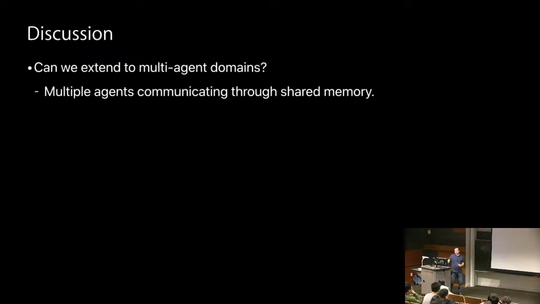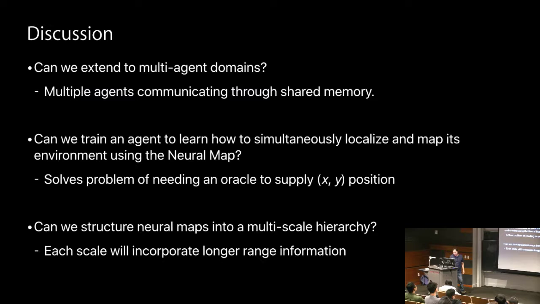Okay, so just to discuss, let me quickly ask: can we extend these examples to multi-agent domains, with multiple agents communicating through a shared memory? If I have a couple of agents, how can they explore the map more efficiently? Obviously, one agent would explore one part of the map, the other agent would explore another part, and as soon as one agent found the indicator, through the shared memory they could both find the right target. So we've tried working on this.